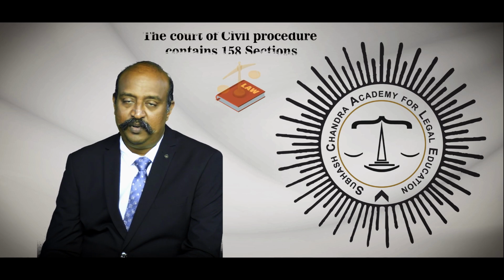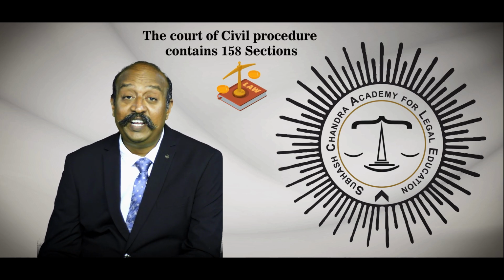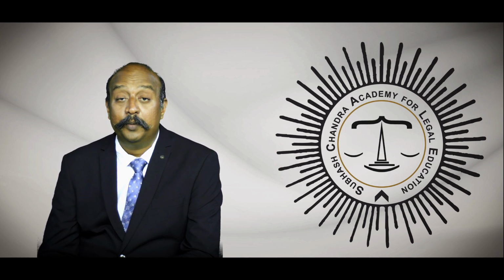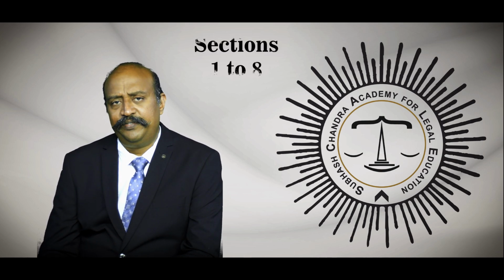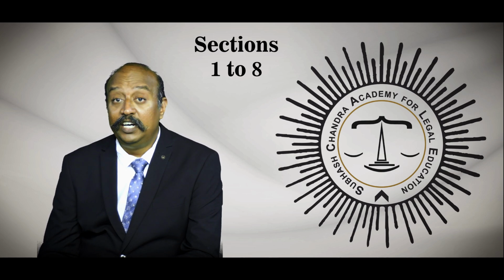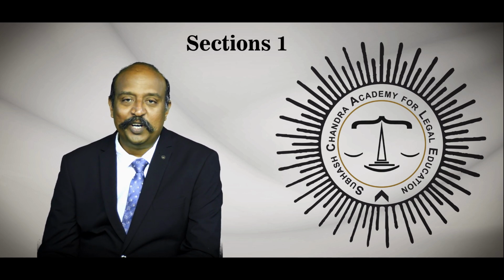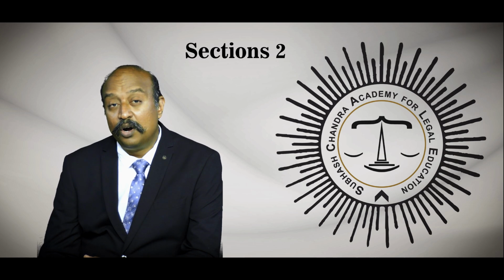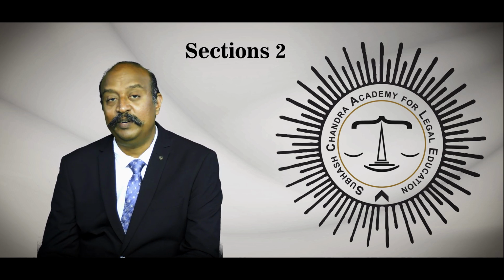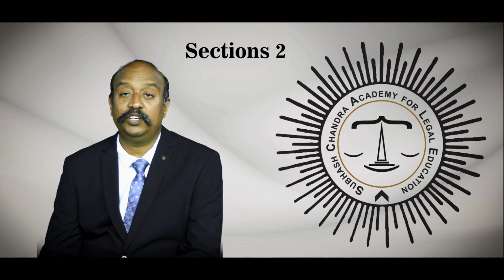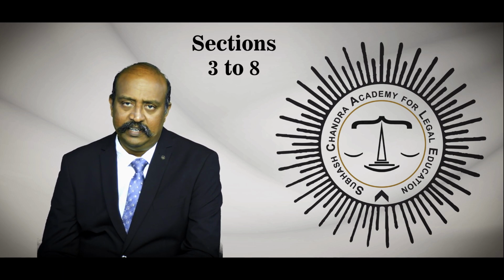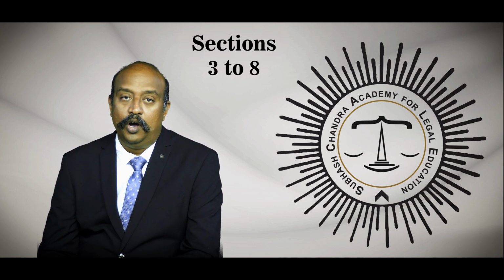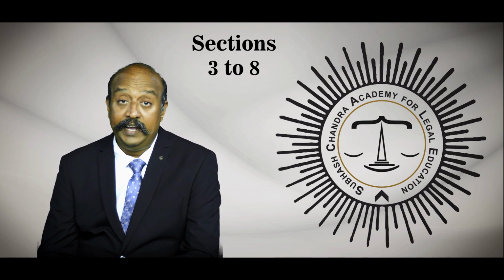Now, the Code of Civil Procedure contains 158 sections. The first schedule comprises 51 orders and rules providing procedure. So in brief, sections 1 to 8 are preliminary in nature. Section 1 provides for commencement and applicability of the code. Section 2 is a definition clause and a sort of statutory dictionary of important terms used in the body of the code. Sections 3 to 8 deal with the constitution of different types of courts and their jurisdictions, which is very, very important.